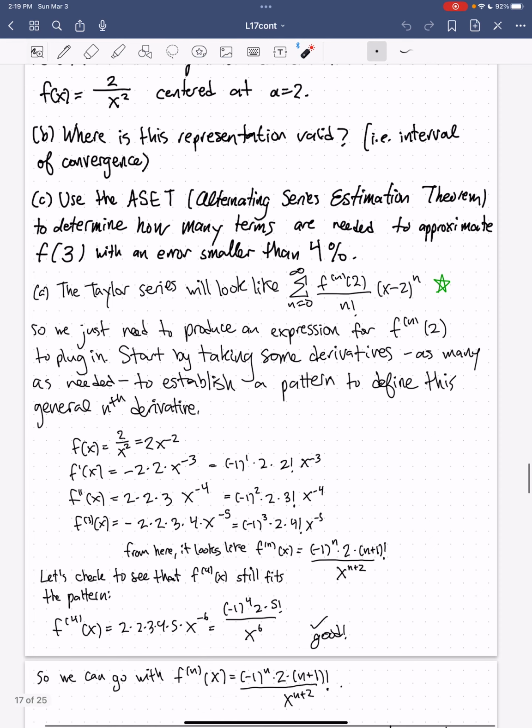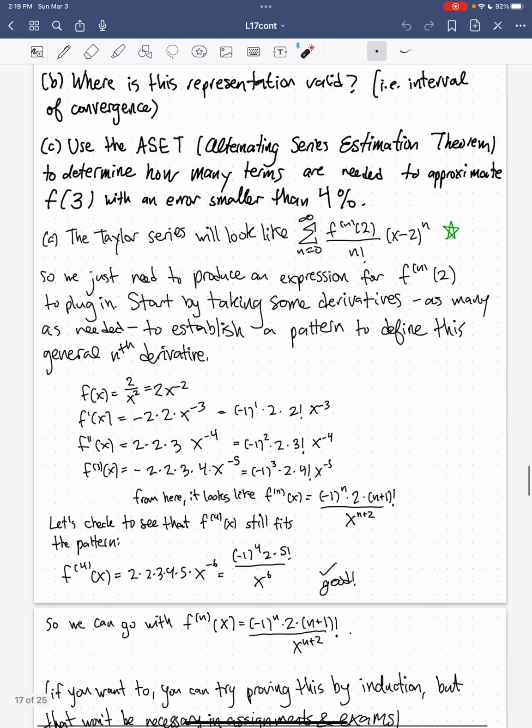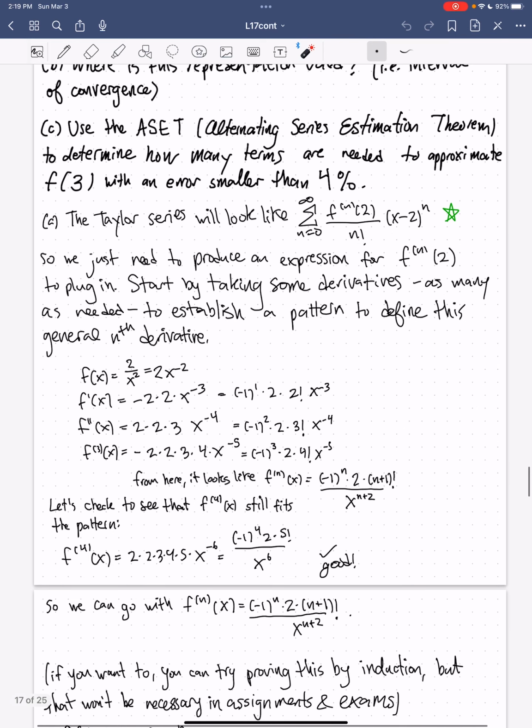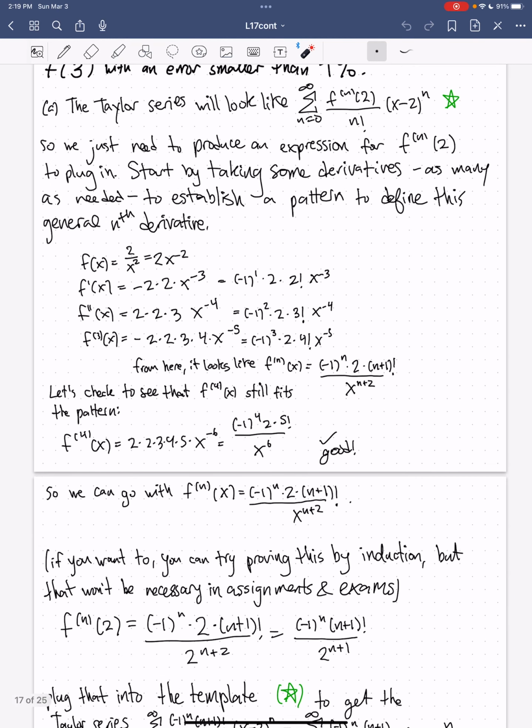You can go through that yourself just to convince yourself that it works. But after making that guess at the nth derivative, it's a good idea to check that the next one still works too. So taking our third derivative and looking at the fourth, we see that we still have 2 times n plus 1 factorial times x to the negative 6, where 6 would be our n plus 2, so it still fits the pattern. That's good. And so that means that this is a good formula for our nth derivative.